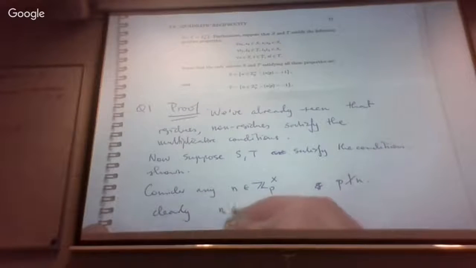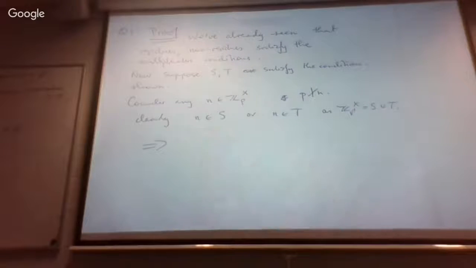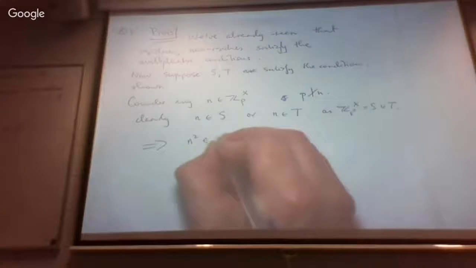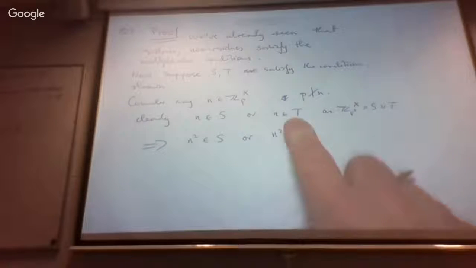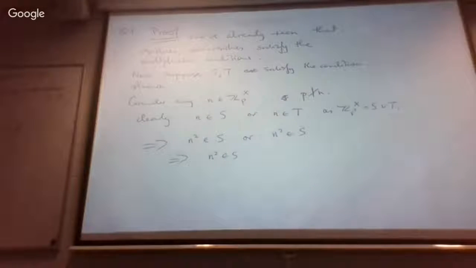Clearly, n is an element of S or n is an element of T, as Z_p is equal to the union of S and T. But in both these cases, if you take two things from S and multiply them together, you get an element of S. So in that case, n squared is an element of S. But also, if you take two things from T and multiply them together, you get an element of S. So if n is in T, the square of n has to be in S. So n squared is in S or n squared is in S. In other words, n squared is in S. That's the conclusion: for every n in the multiplicative system mod p, n squared is in S.